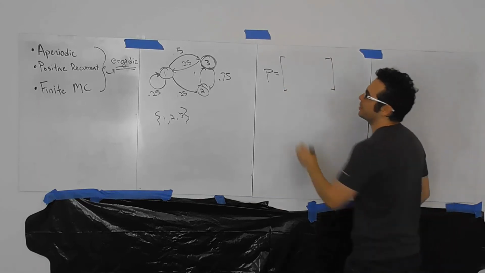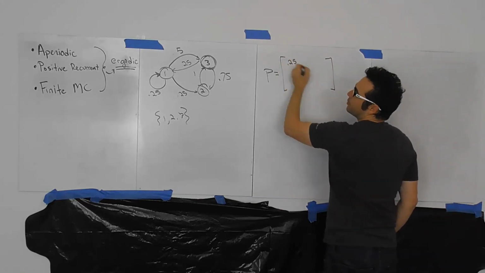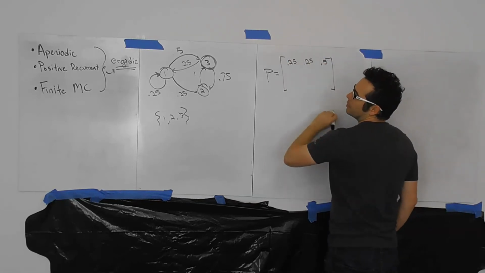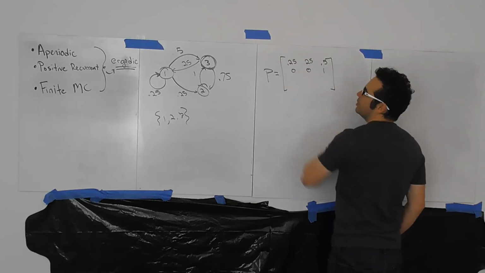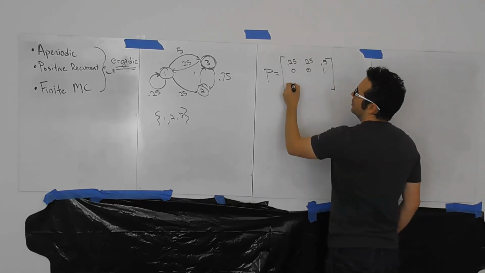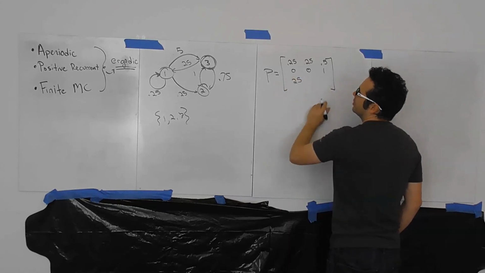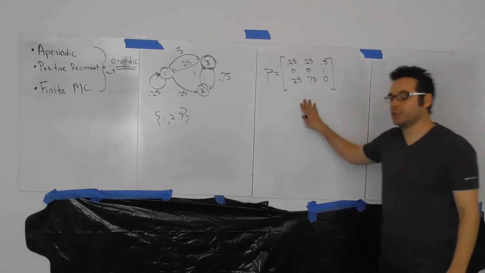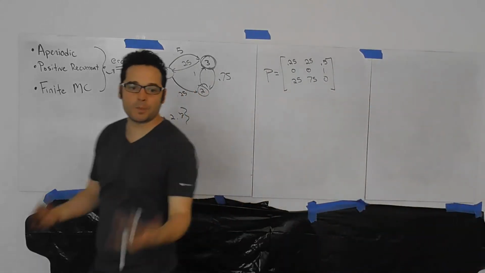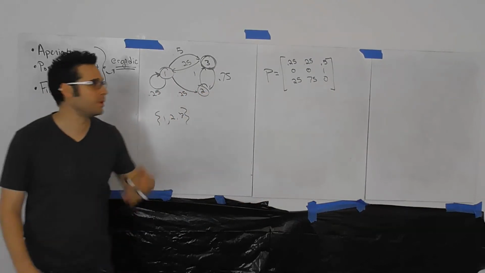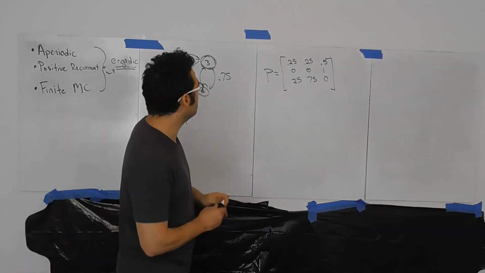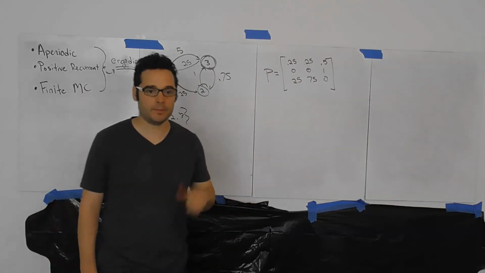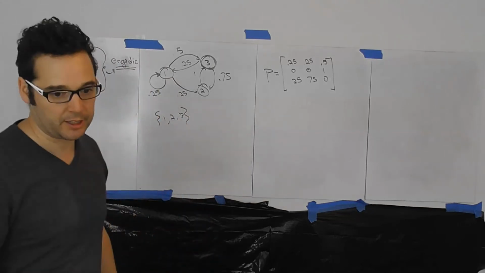All right, so we're going to get something like 0.25, 0.5, 0.25, 0, 0, 1, and then 0.25, 0.75, 0. Okay, so what I want you to do is take this P matrix to the 1 power, 2 power, 3 power, 4 power, and so forth, and pull out those diagonal terms to figure out whether or not this Markov chain is periodic.